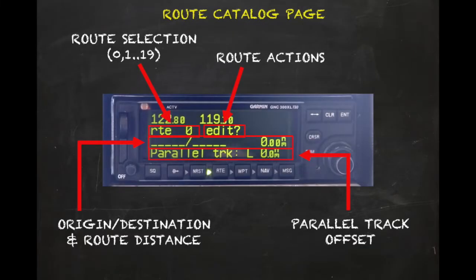The middle line shows the route's origin and destination identifiers together with the cumulative route distance. The last line of the page will allow you to specify a parallel offset from the route, as we'll discuss later. Any route comments added will also be shown here.